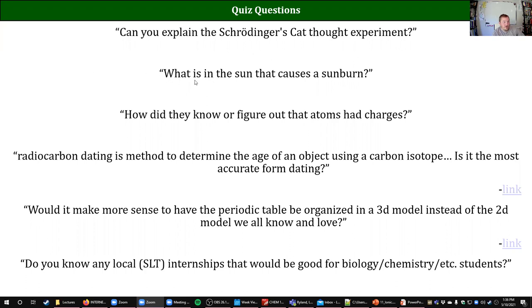Anyway, moving on, what is it in the sun that causes sunburn? I got myself a little sunburn over the weekend, digging post holes. And so I thought this was relevant.